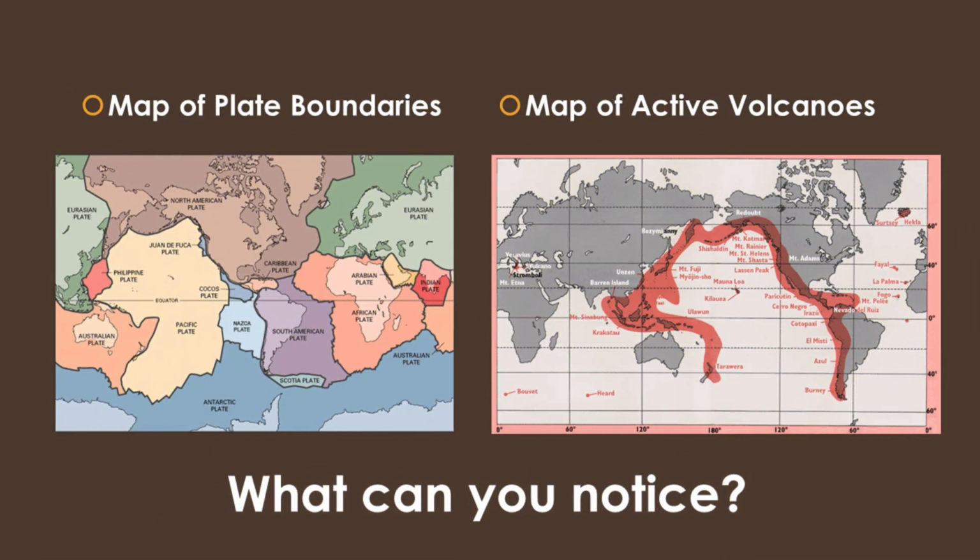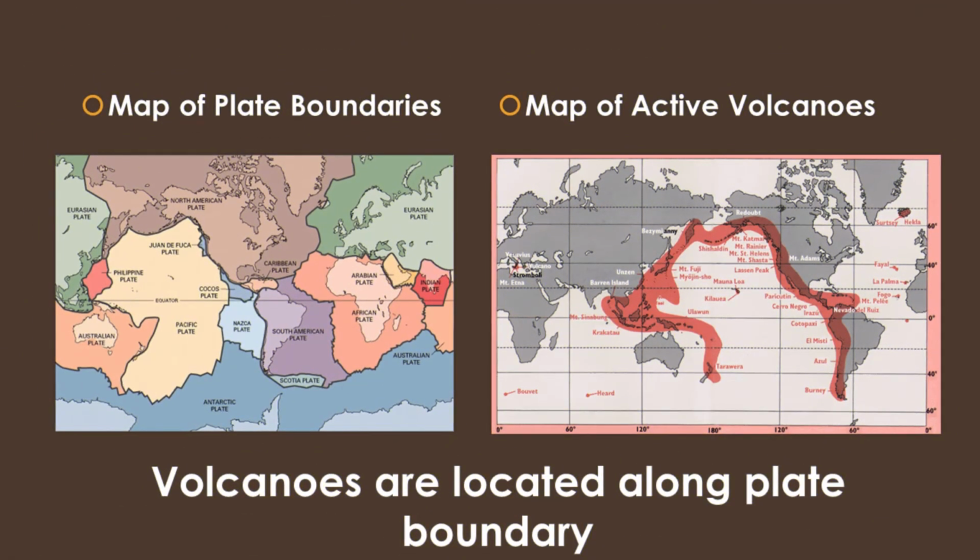Now, let us compare this again with the map of plate boundaries. What can you notice? That is right. Most of the volcanoes are located along plate boundaries, especially along the boundaries of Pacific Plate or in the Pacific Ring of Fire.